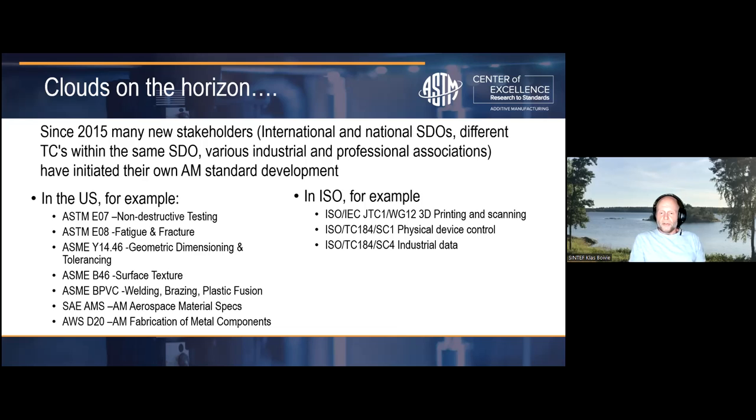Then there are a couple of subcommittees under TC184 who have been looking at making standards for AM if regarded as a CNC milling machine. This also brings some challenges, and there have been some issues in how to make these compatible with the ones that have been developed by TC261 and ASTM F42.